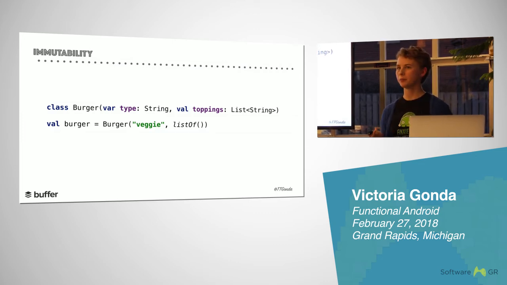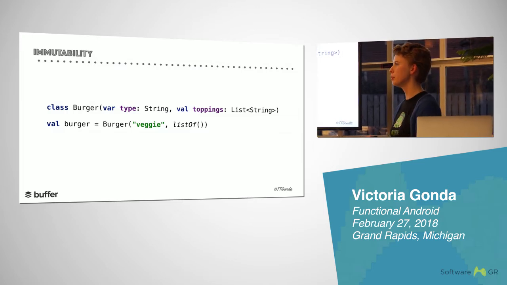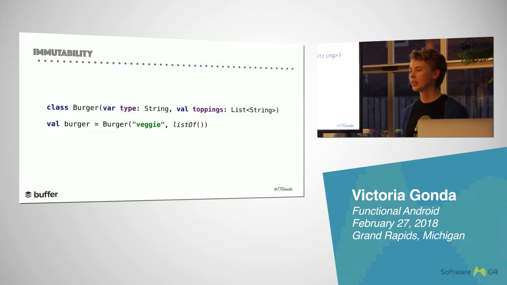So how do we do that? In Kotlin, it's pretty easy. Kotlin has both mutable and immutable list types, with the default being immutable. This just means that there's no mutating methods on the list. You can't add anything or remove anything after the list is created. Easy enough.